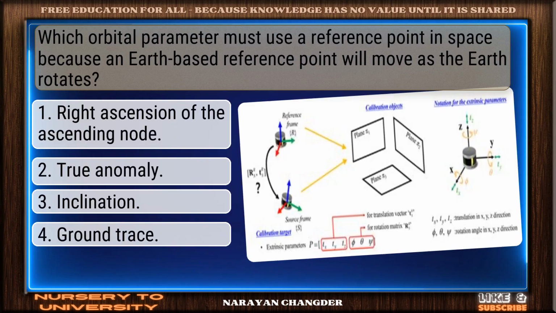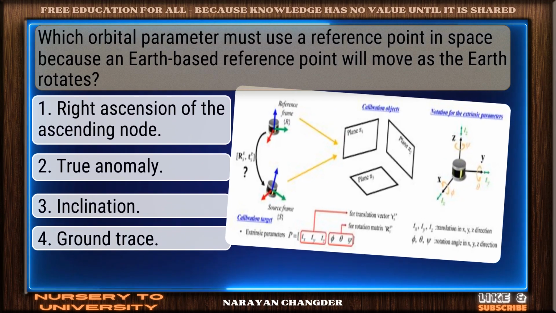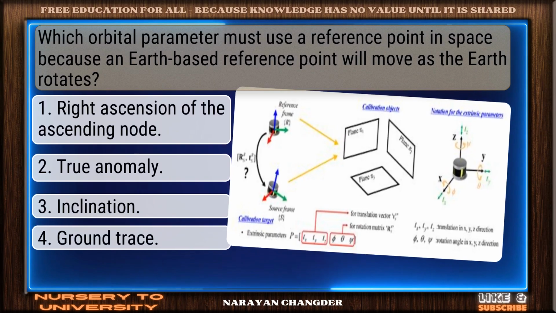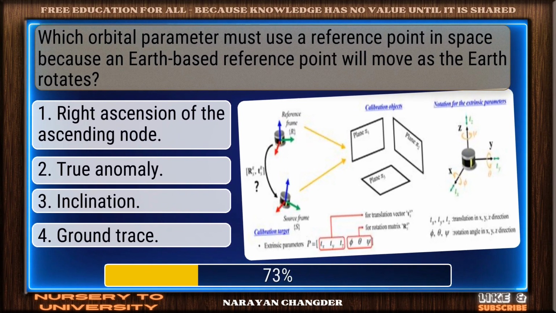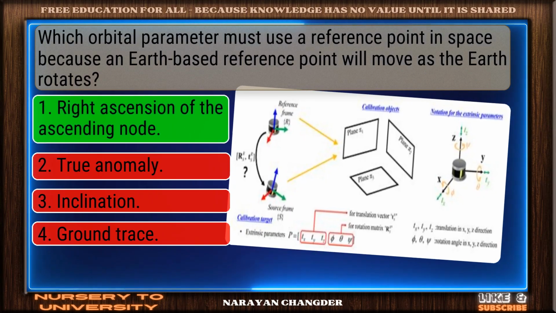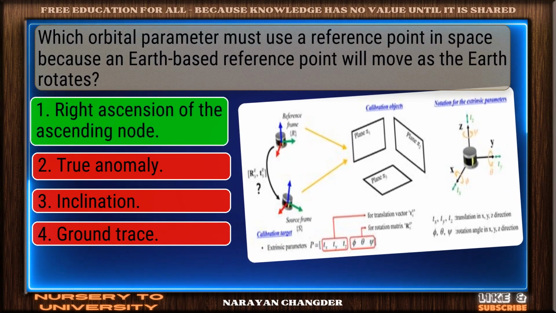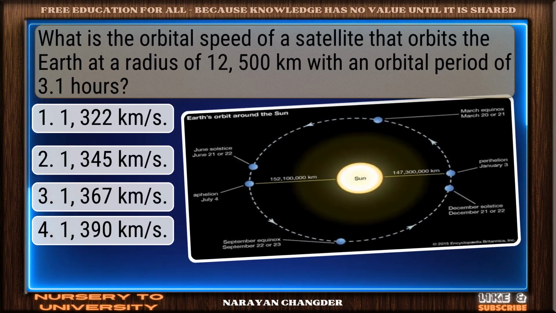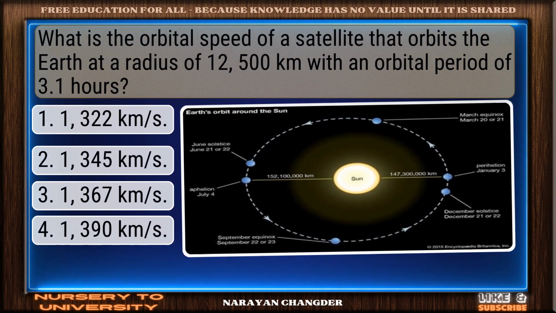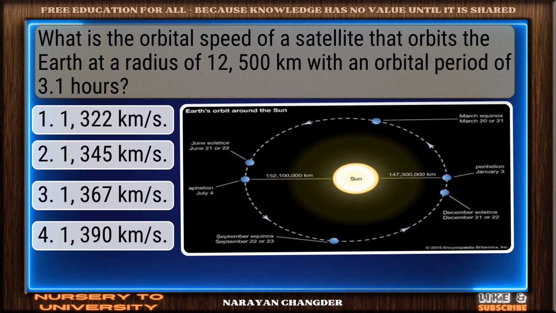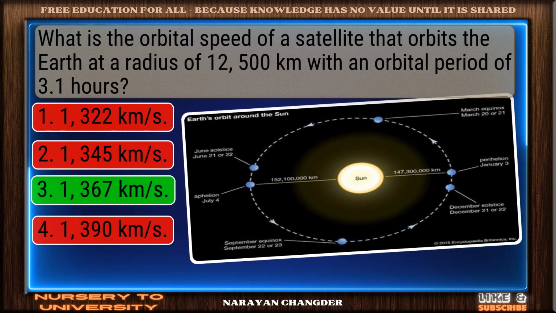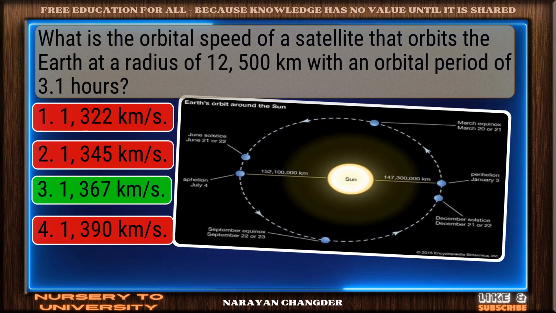Which orbital parameter must use a reference point in space? Because an Earth-based reference point will move as the Earth rotates. Strong choice. Right ascension of the ascending node is the right answer. What is the orbital speed of a satellite that orbits the Earth at a radius of 12,500 km with an orbital period of 3.1 hours? Correct. 1367 km is the right answer.